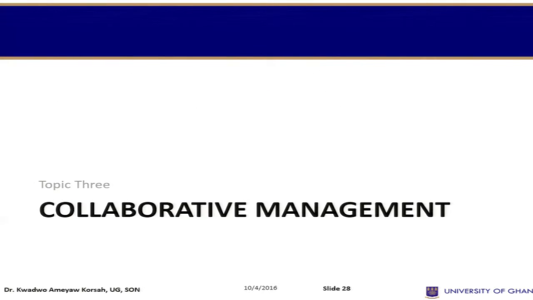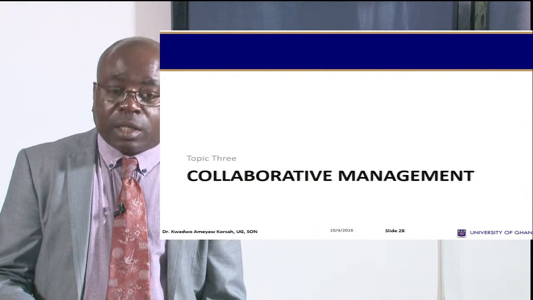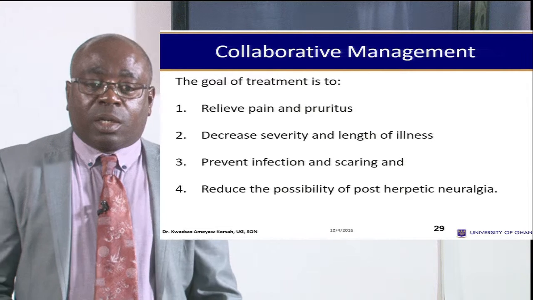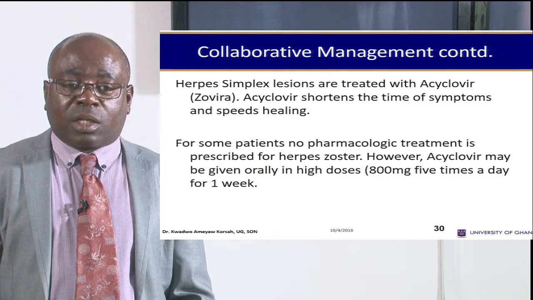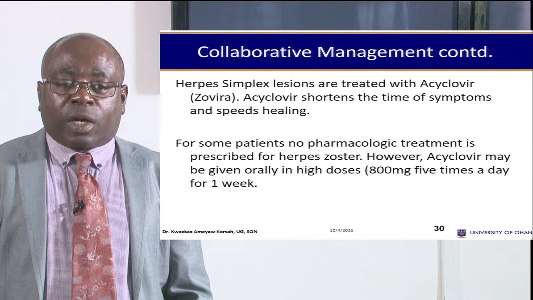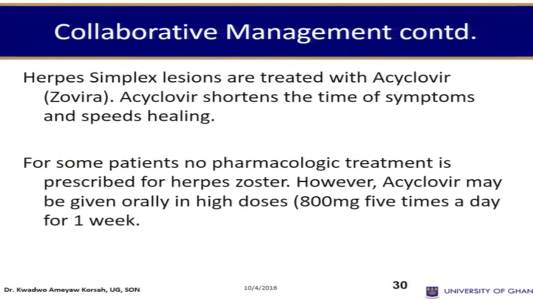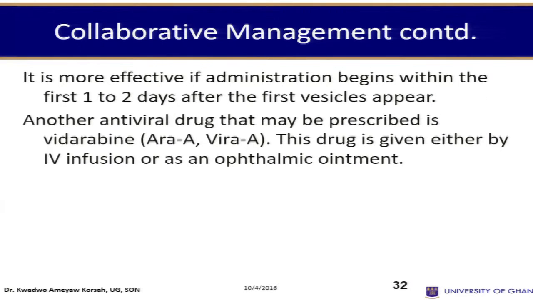And then other management. Collaborative management centers on pain relief, relief of the pruritus, decreasing the severity and length of the illness, preventing infection and scarring, and then reducing the possibility of post-herpetic neuralgia. So the treatment centers on this. Herpes simplex lesions are treated with aciclovir and then other medications, which later you can take your time to look at.